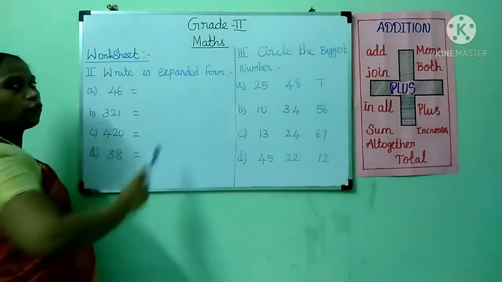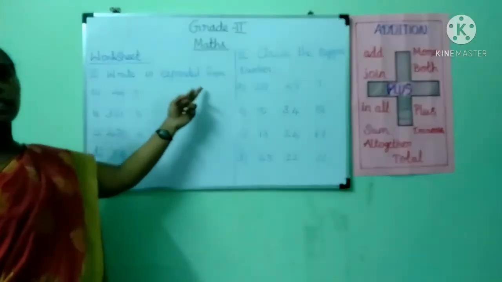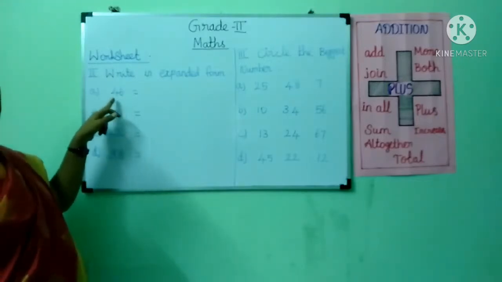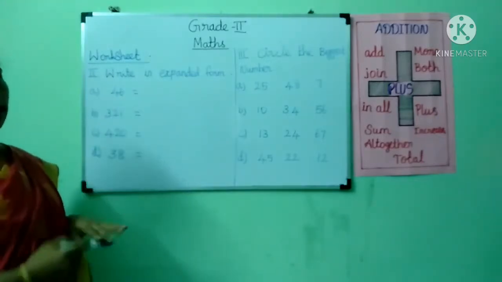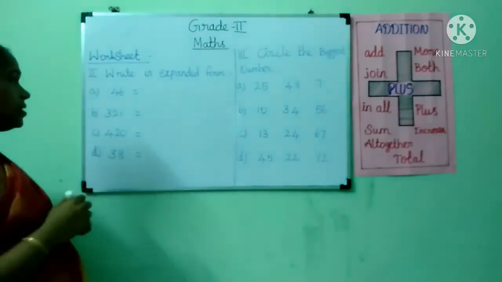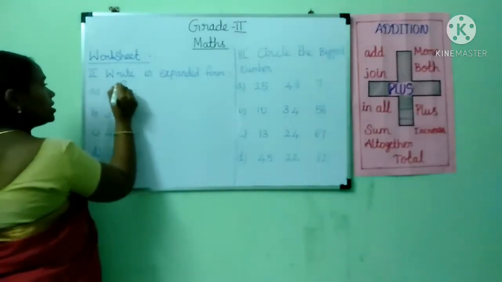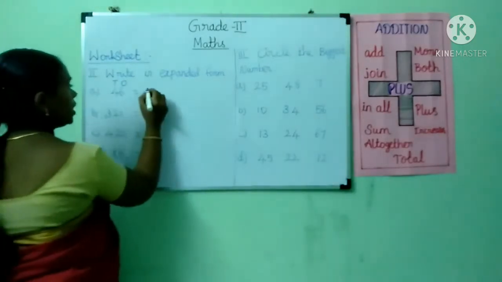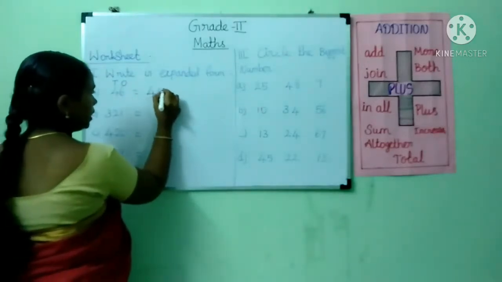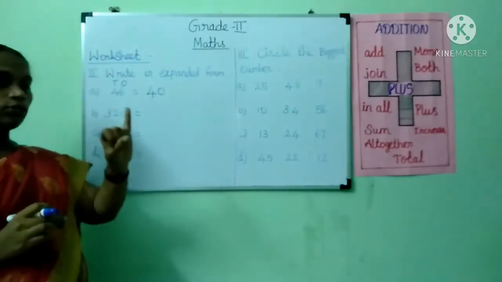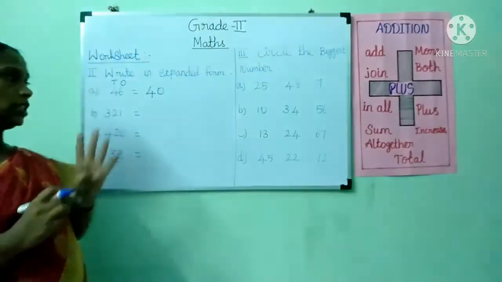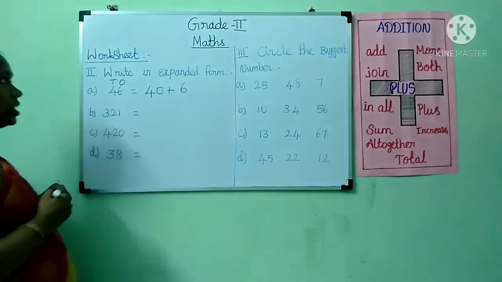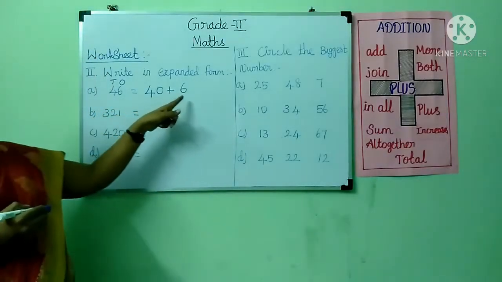Write in expanded form. What is this? See here, the first sum, 4, 6, 46. 46 has only two places. What are the places? Ones and tens. O for ones, T for tens. How to write this in expanded form? 4 tens means write 40. 4 tens means 10, 20, 30, 40. Plus, how many ones here? 6 ones. Are you clear, children? The first sum is 40 plus 6.